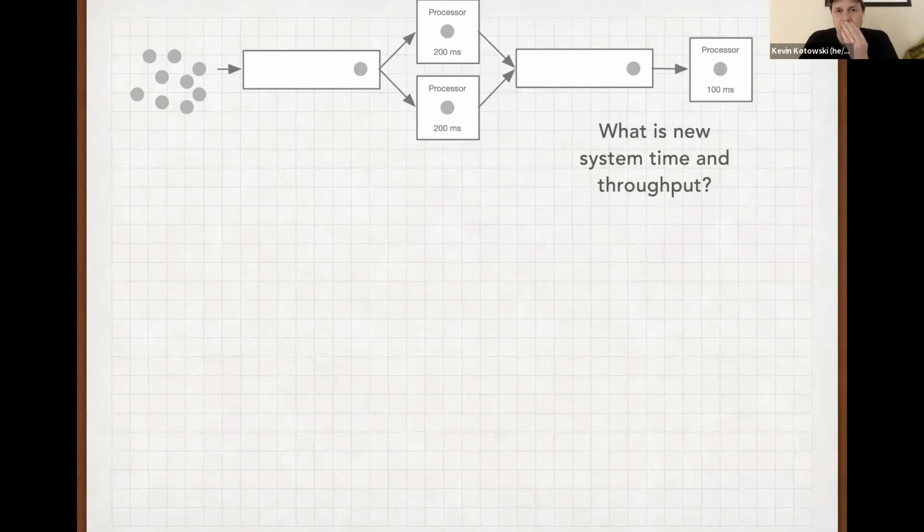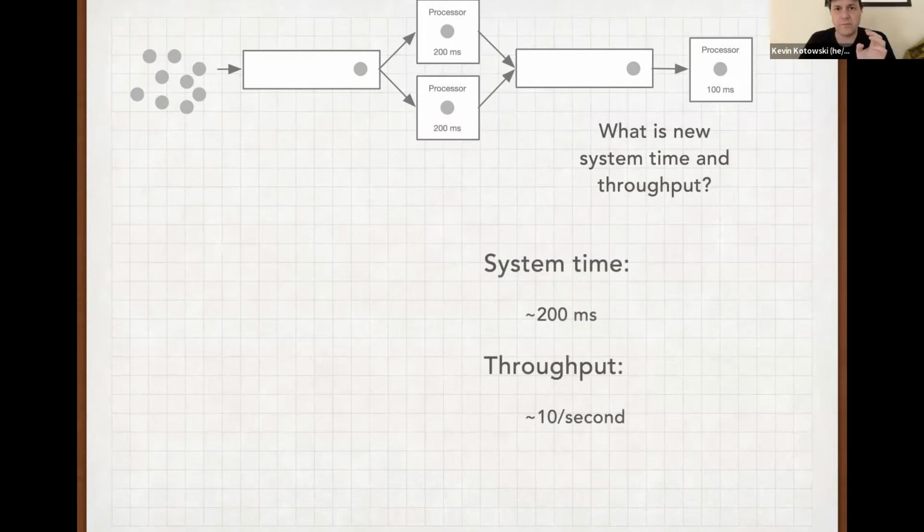And so in this scenario, what is the new system time and throughput for each customer going through the system? Yep, Jeff and Tilly, oops. Sorry, I got a bug in my slide. I added this slide a little bit late. I'm like, oh, I should do a more full example of McDonald's.